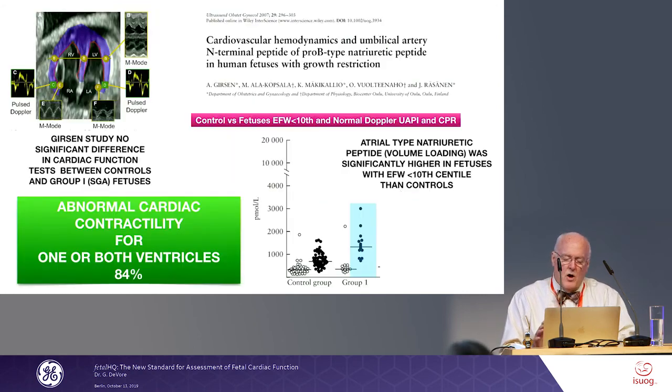Now, and this is also important, this is a study where the authors used other measurement tools for looking at cardiac function and found none of them were abnormal in the SGA group. But when they looked at atrial natriuretic peptide, an indicator of volume loading, they found that in the groups that had a weight below the 10th percentile, normal umbilical artery, abnormal CPR, and weight below the 10th, normal umbilical artery, normal CPR, they still had an increased incidence of this biochemical change. So this is some indirect evidence of something going on with the heart.